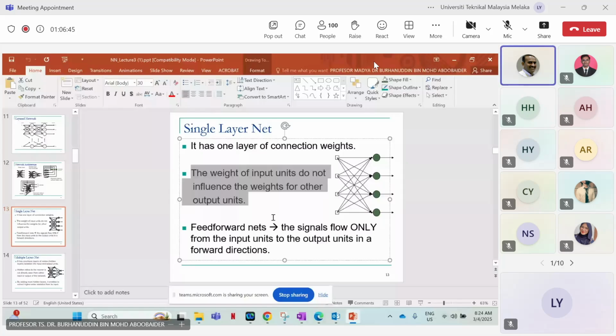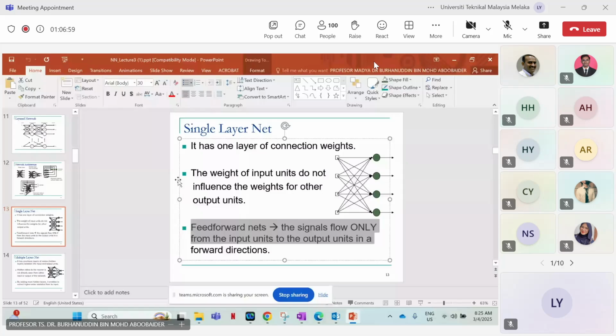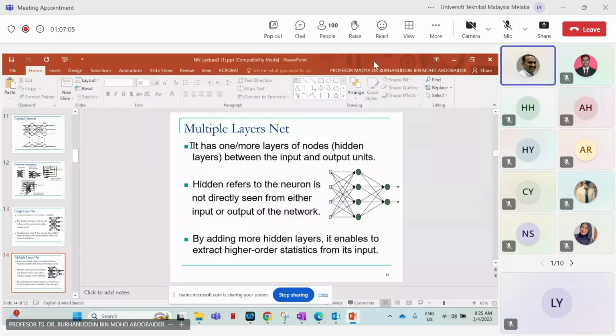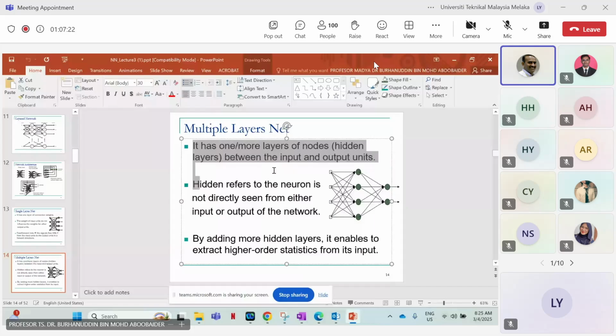So we call it a feed forward net. Feed forward means one way. The signal flows only from the input units to the output units in a forward direction. So that is the single layer. Whereas if you compare with multiple layers, it has one or more layers. So we have a layer, and then another layer, and only then will it fire the output. It has one or more layers of nodes, or hidden layers, between the input and output units. Hidden refers to the neurons not being directly seen from either the input or output of the network.